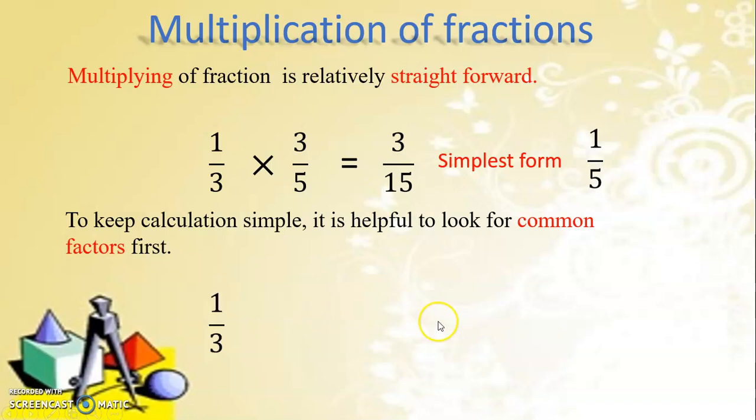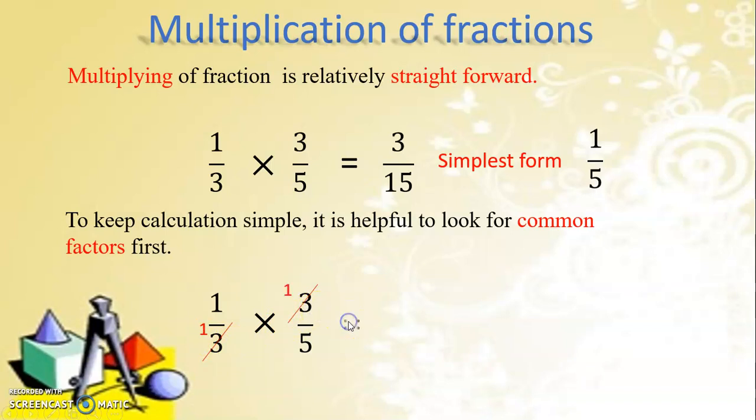The same given, 1 over 3 times 3 over 5. When we look for the common factor, we need to look diagonally. The common factor of 1 and 5 is only 1, while the 3 and 3 have a common factor of 3. So we can cancel it, change it into 1, meaning we divide by the common factor. 3 divided by 3 is 1. 3 divided by 3 is 1.